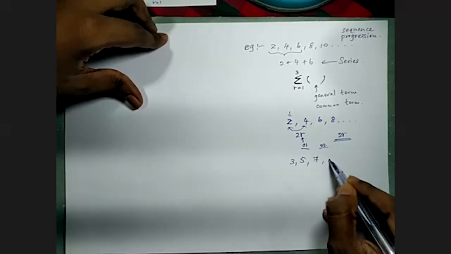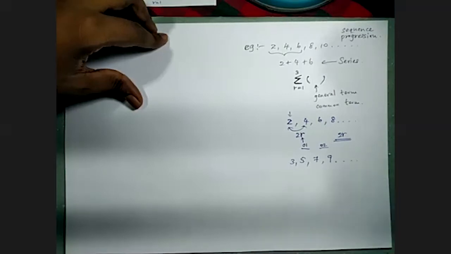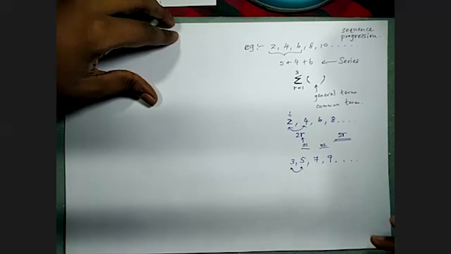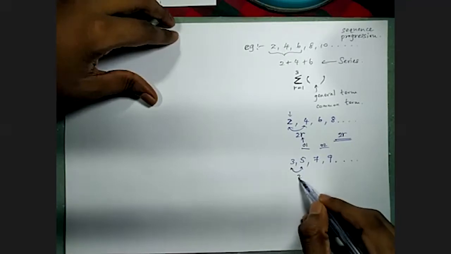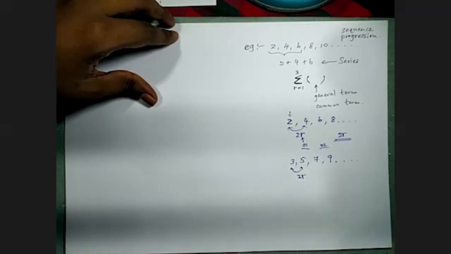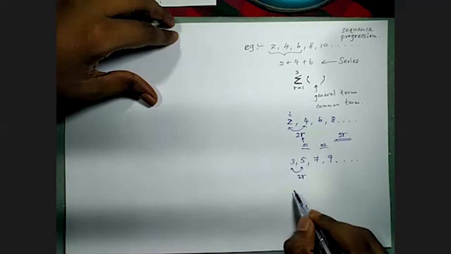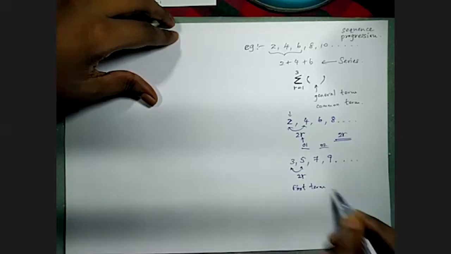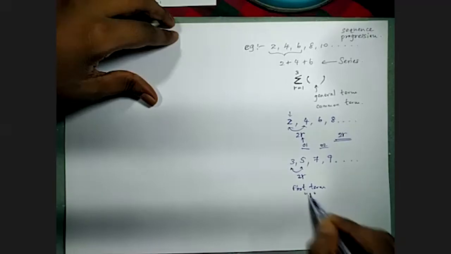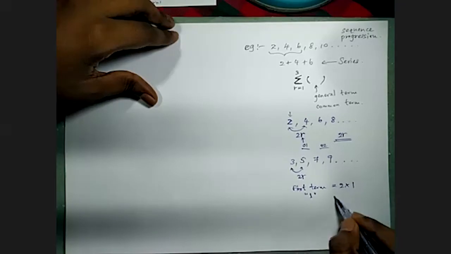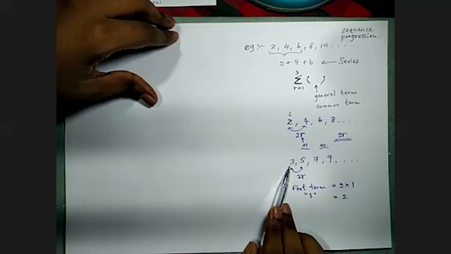If you didn't get it, I will take another example. This is the progression 3, 5, 7, 9. The step is to take the common difference. The common difference is once again 2. Then immediately multiply that by r: 2 times r. Then we have to check this answer for the first term. For the first term, I am going to substitute 1. And what is the result? 2 times 1 is 2.